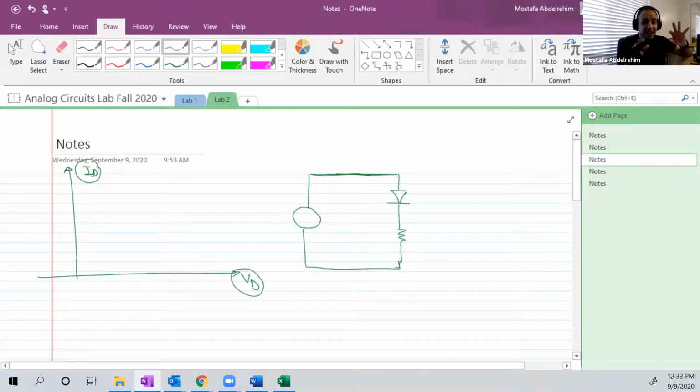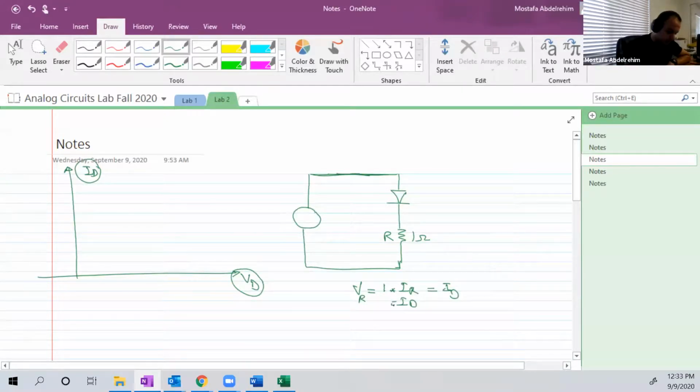If you want to make it exactly represent the current, we should make the resistance 1 ohm, because basically, calling this VR, VR is equal to 1 ohm multiplied by IR, and IR is exactly equal to ID because they are in series, so this is equal to ID.